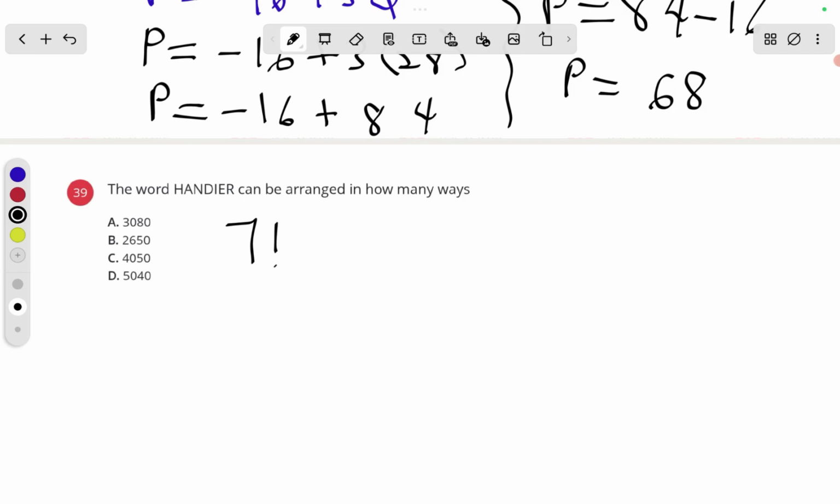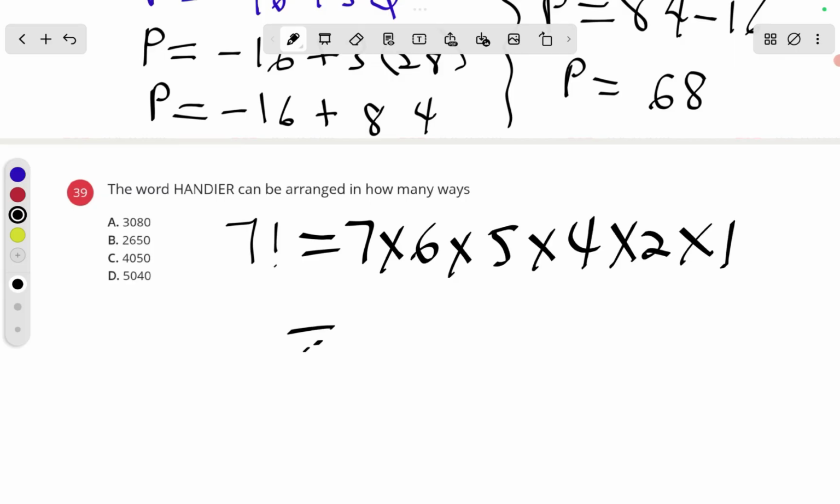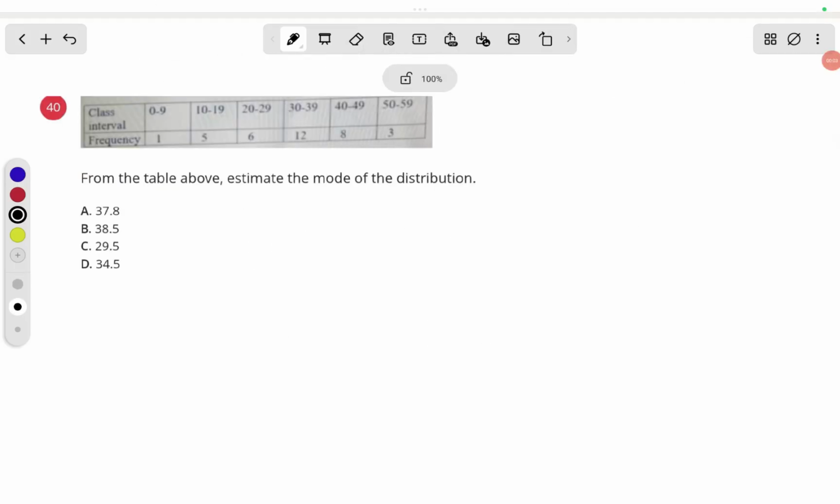7 factorial is same thing as 7 times 6 times 5 times 4 times 3 times 2 times 1, and this gives 5040. That's our final answer.